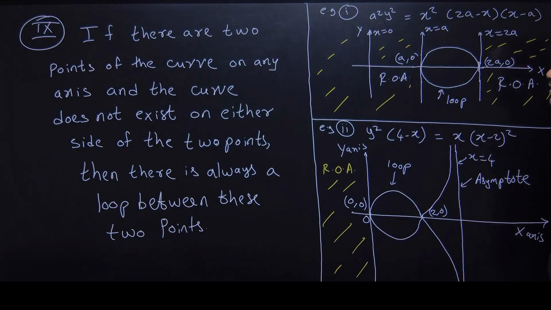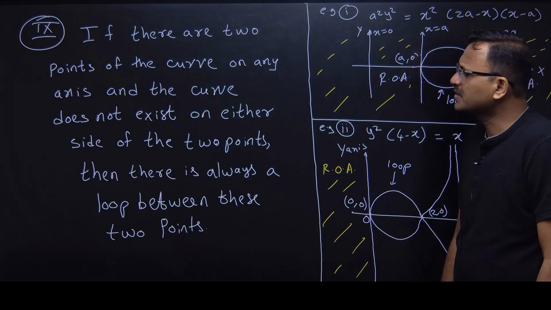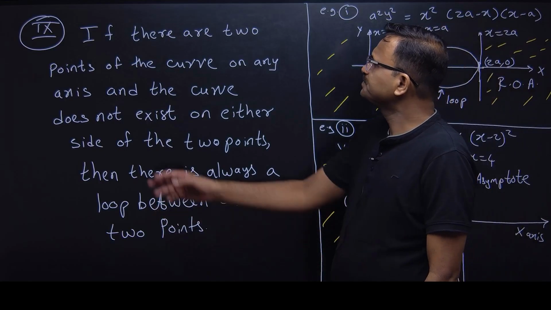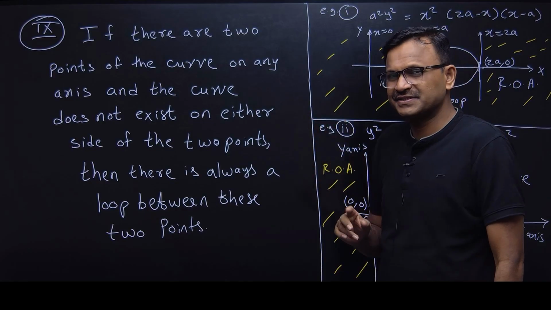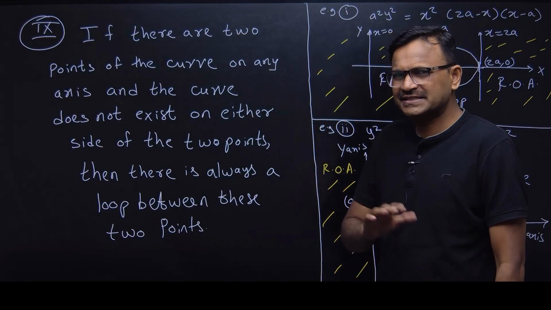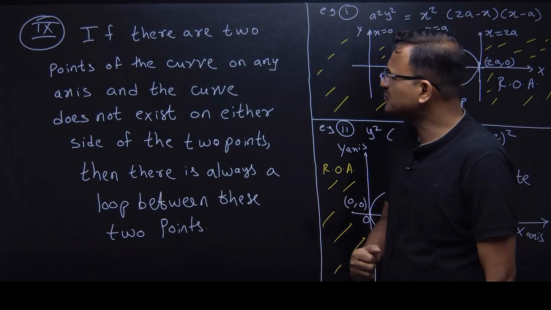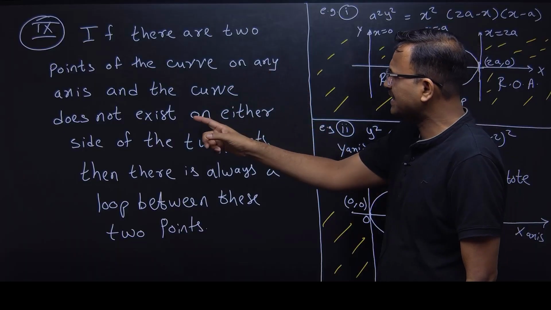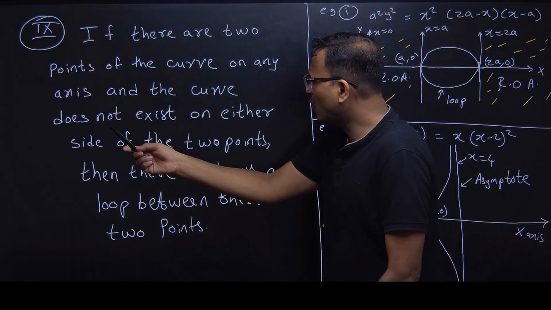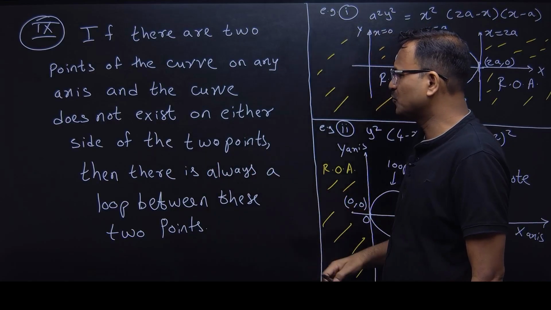Yes. Now, one more last rule we can see: if there are 2 points of the curve on any axis, x-axis, y-axis or any other axis of symmetry, and the curve does not exist on either side of the 2 points.